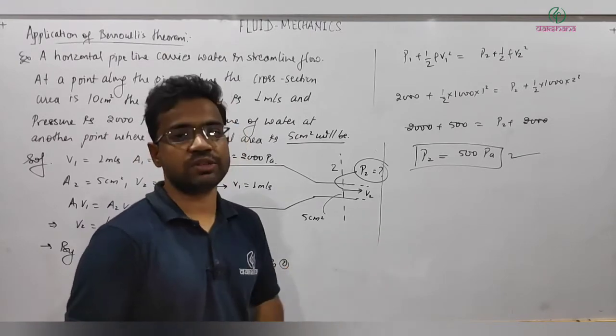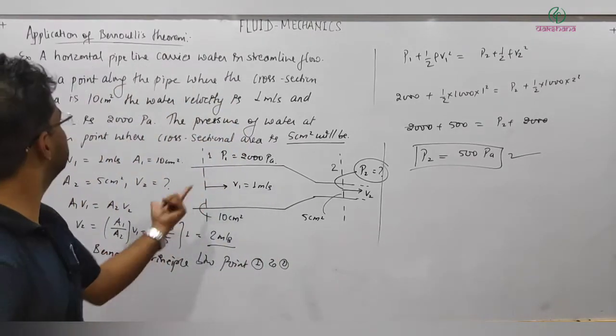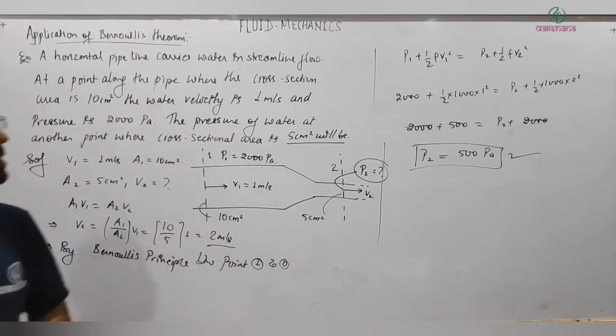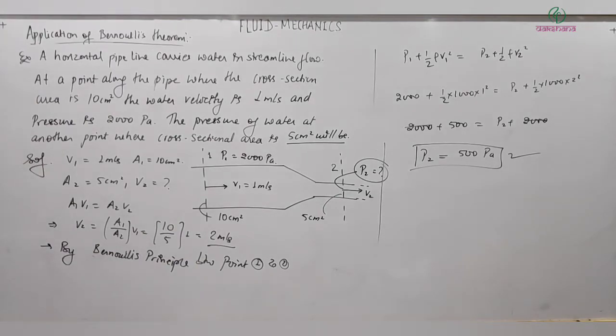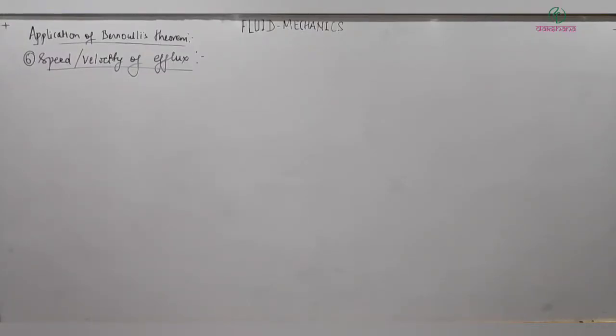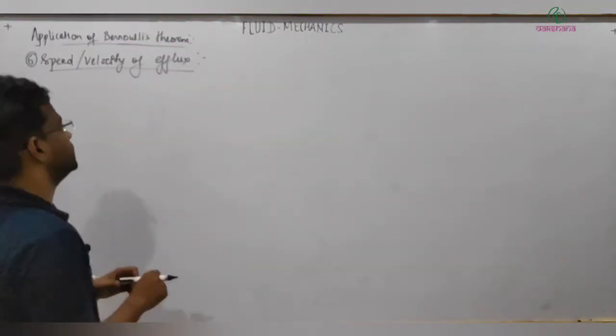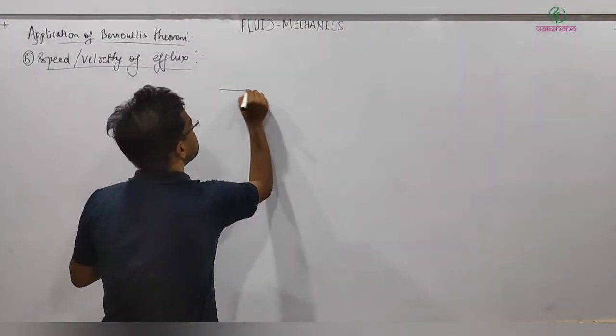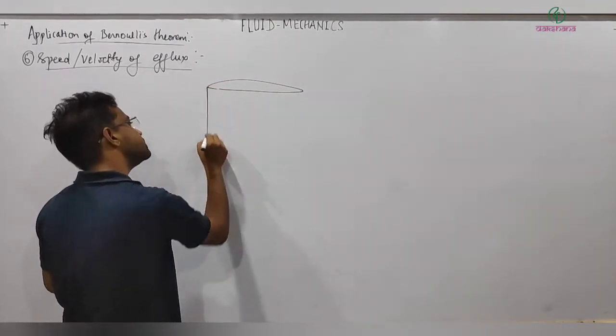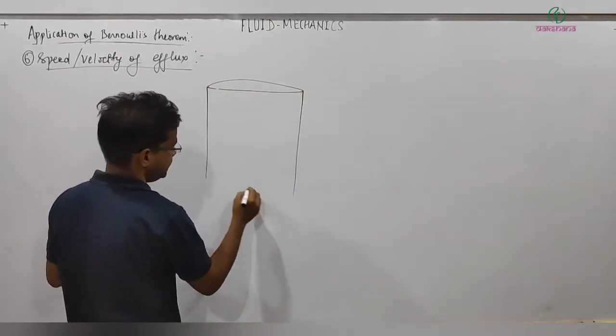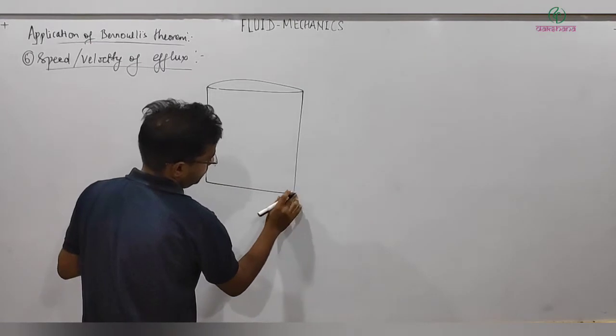Solving, you will be getting straightforward answers. So these are simple applications of Bernoulli's principle. Let me talk about more. Okay, so the next application of Bernoulli's theorem is the speed of efflux. This is also termed as Torricelli's theorem. And what exactly it is, let me tell you.